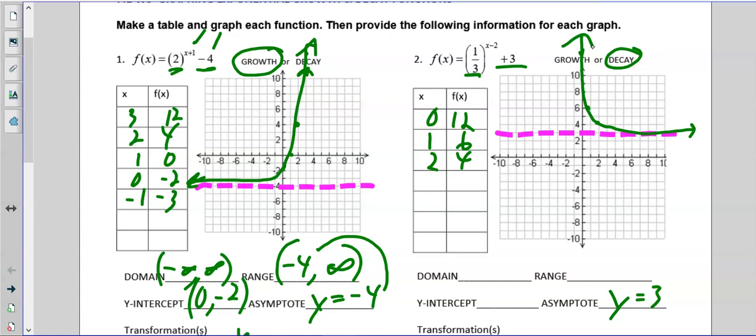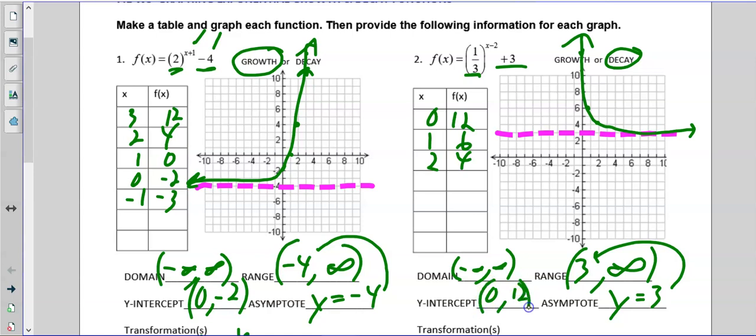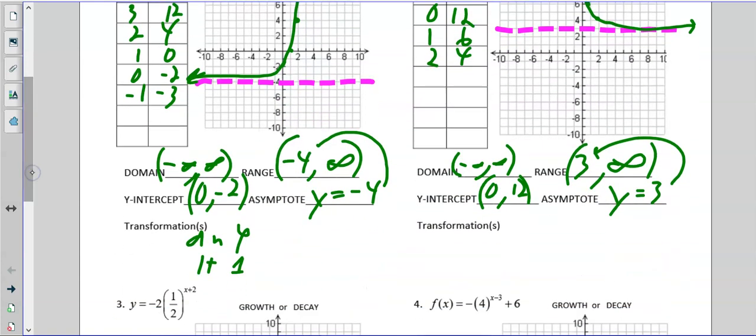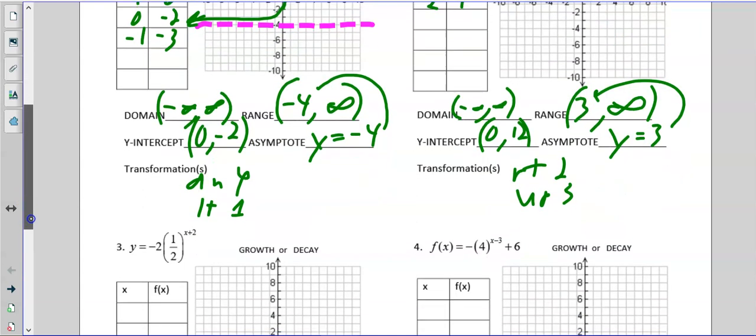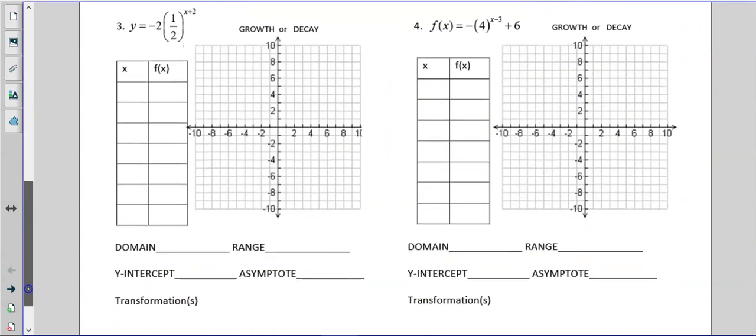That's all you can do. So domain doesn't change, negative infinity to +infinity, left and right forever. The range, again, it's going up towards +infinity, which we put on the right, and the 3 here, again, from right there. The y-intercept, right off our table, is (0, 12), and our transformations, inside lies, so right 2 and up 3. Right 2, up 3.